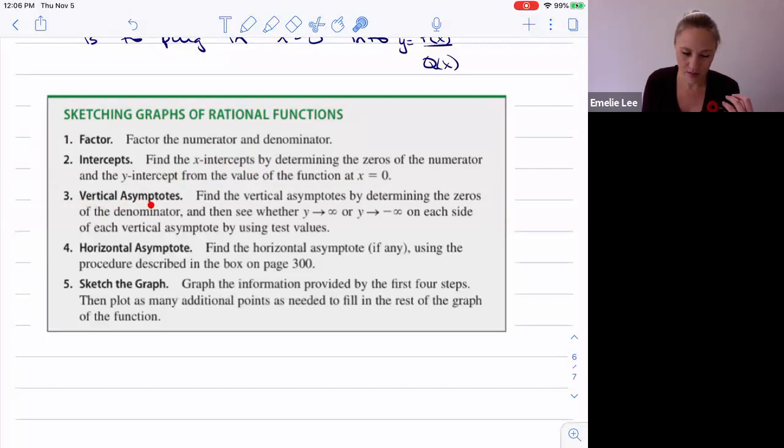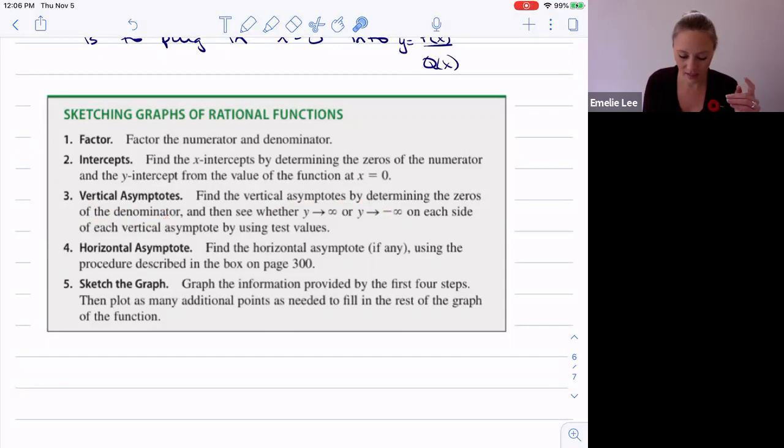The vertical asymptotes, that's the next thing we deal with. Once we have our intercepts, we can plot those if we're trying to build our sketch as we go. You're going to find the vertical asymptotes by determining the zeros of the denominator, right?